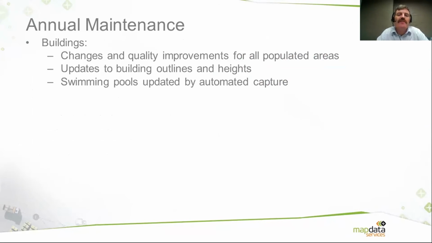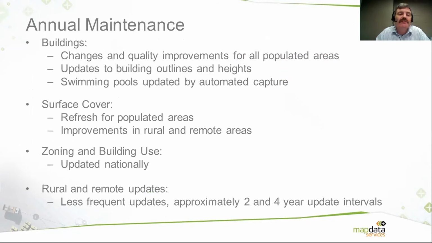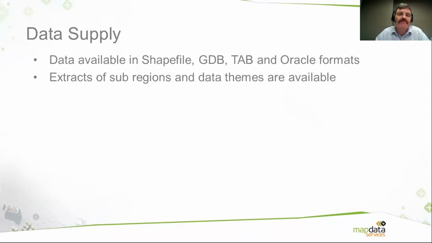In terms of annual maintenance of Geoscape, it will include changes and quality improvements for all populated areas for buildings, updates to the outlines and heights, and swimming pools would be updated by automated capture. Surface cover would be refreshed for populated areas and also improvements in rural and remote areas. Zoning and building use would be updated nationally. But for rural and remote areas, there'd be less frequent updates, approximately 2 and 4 year update intervals.